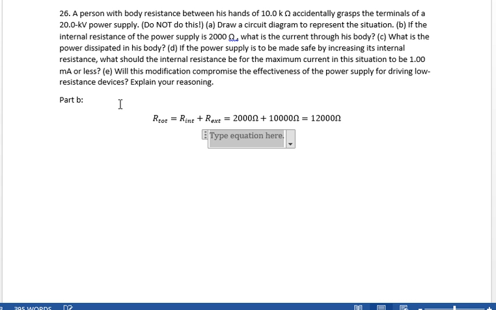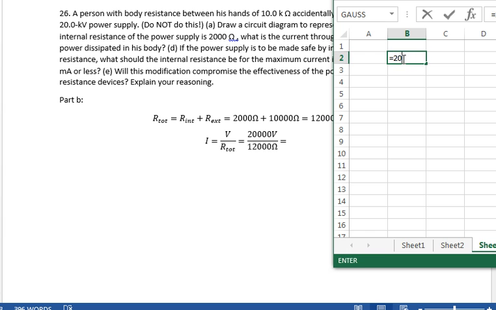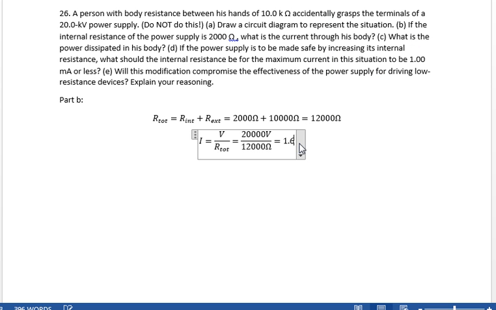And that means the current, which is V over R total, is 20,000 volts, because 20 kilovolts is 20,000 volts, divided by 12,000 ohms. 20,000 divided by 12,000 is 1.67 amps. That's the current, 1.67 amps.